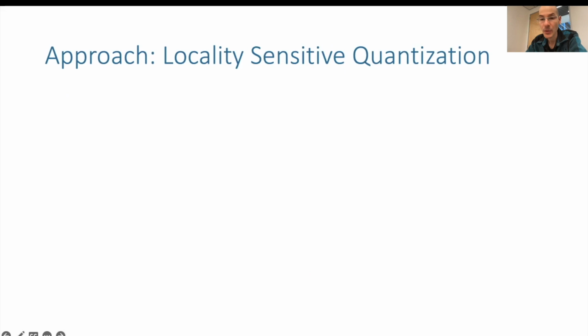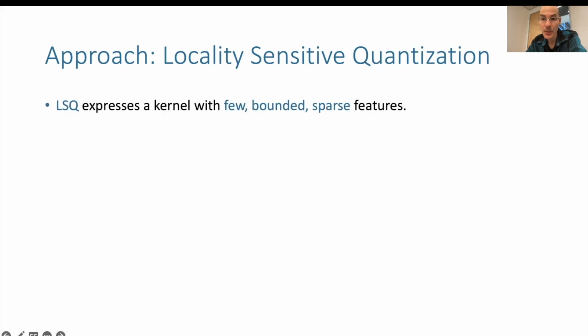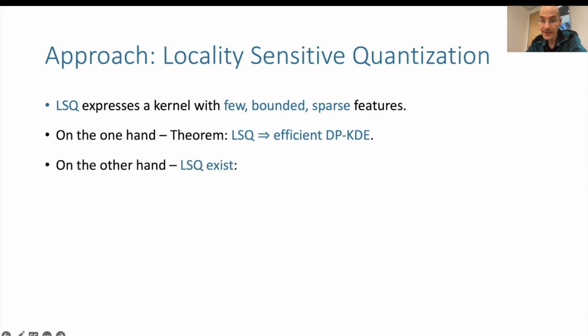They are based on a notion that we call locality sensitive quantization, or LSQ, which is a way to express a kernel using few bounded and sparse features. I don't have time in this talk to go into the formal definition. It is in the paper, of course, but let me tell you why it is useful. On one hand, LSQ is sufficient to imply efficient DPKDE, and on the other hand, we can actually construct LSQ, and this actually comes from familiar methods for efficient KDE in the non-private setting.